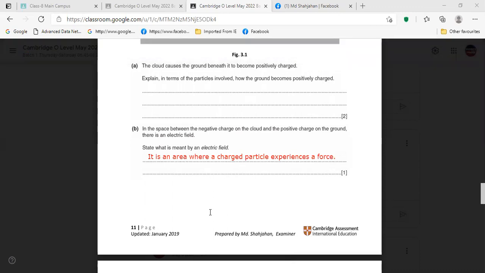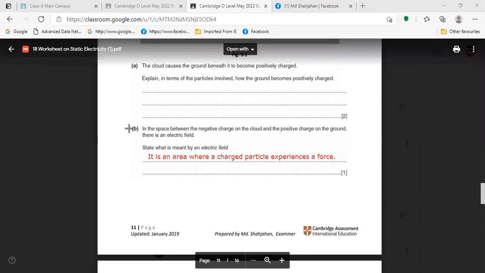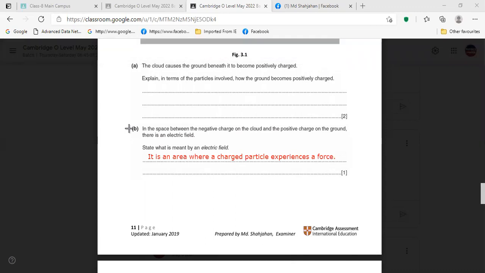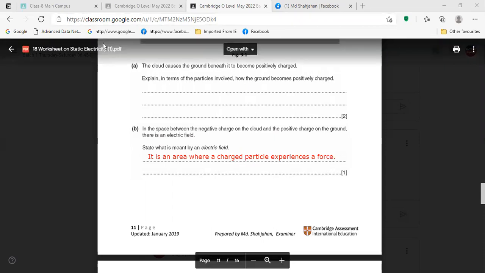Yes, very good. So everyone, you have it in your notes. You can write it is an area or it is a region. Both are correct.